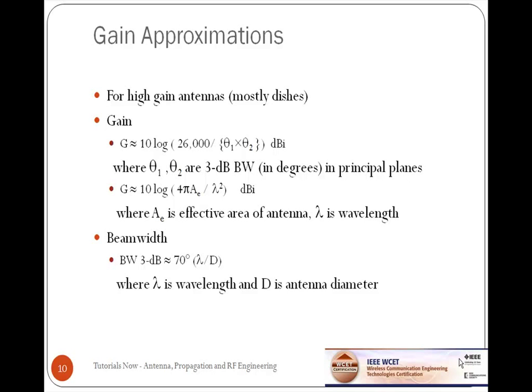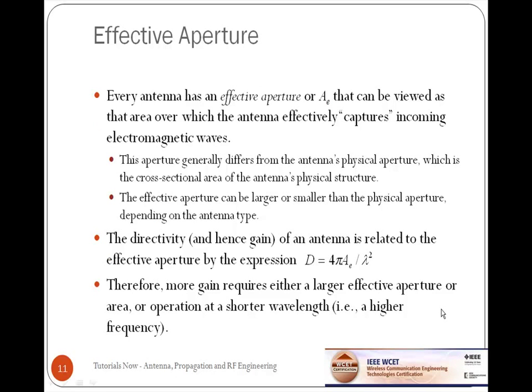The effective aperture, A sub e, basically includes the efficiency of the aperture, and is typically 55% for dishes. Effective aperture. Every antenna has an effective aperture, or A sub e, that can be viewed as an area over which the antenna effectively captures the incoming EM waves. The effective aperture generally differs from the antenna physical aperture, which is the cross-sectional area of the antenna physical structure, for example, the dish area. The effective aperture can be larger or smaller than the physical aperture, depending on the antenna type.